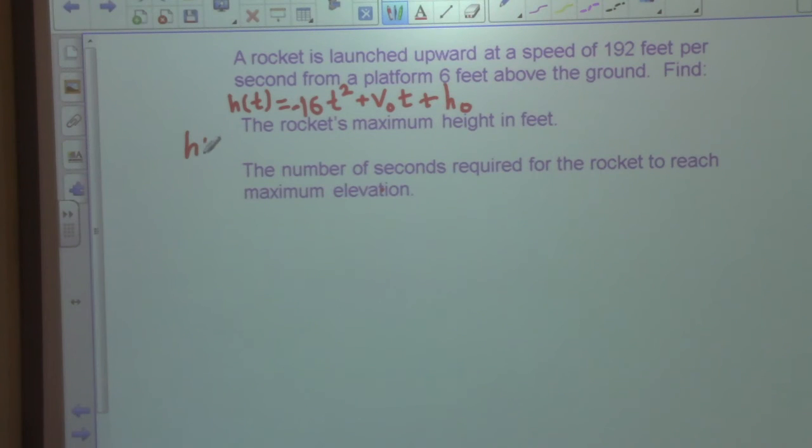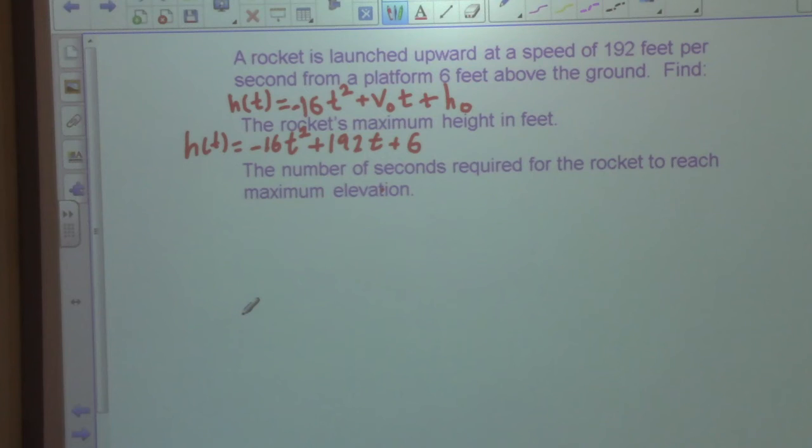H of t is equal to -16 t squared, right? We can't change that at all. Then what? Plus 192, plus 6. So there's our function. Okay, so we just replaced v sub 0 and h sub 0 with 192 and 6 respectively. Okay?